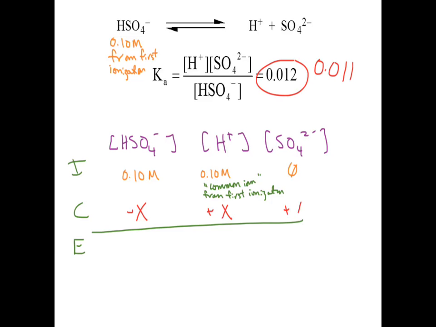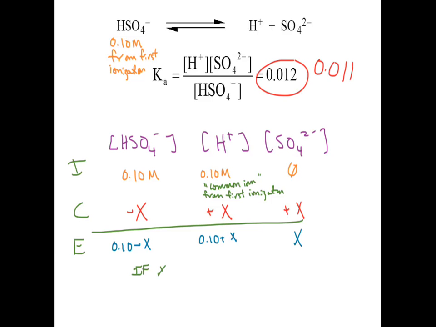So with regard to change, we have our usual change. The stoichiometry is 1 to 1 to 1. So we have a minus X for our HSO4, a plus X for our H, and a plus X for our sulfate. To get equilibrium concentrations, we take the initial and apply the change. So for the HSO4, it's 0.10 minus X. For the H plus, it's 0.10 plus X. It's kind of weird. For the sulfate, it's just simply X.